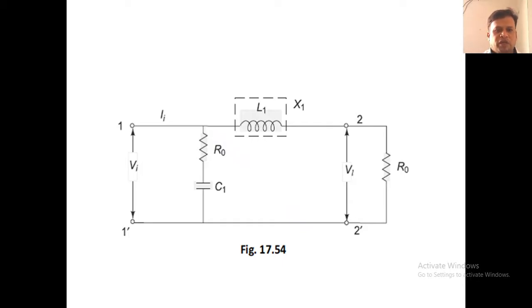So, what we have seen from this figure is that we have the values of R0 on the input side and output side, and they are connected by the inductance. L1 and R0 are in series and R0 and C1 are also in series, but the combination of R0 C1 and L1 R0 is in parallel.